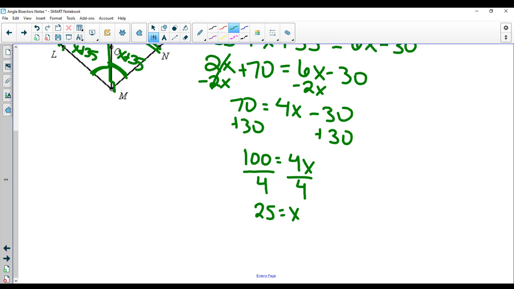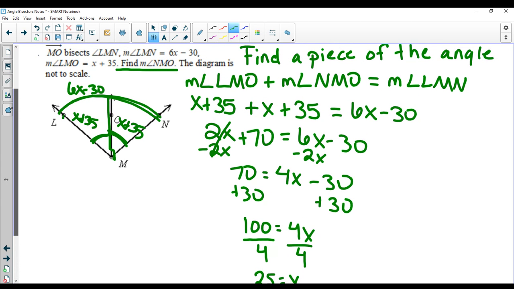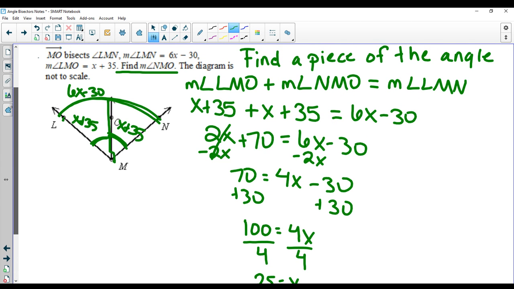Yay, I'm done, right? I got the x. Is that what I'm asked? Is that what I was asked to find? Let's go back and look. Find the measure of angle NMO. Okay? Remember, NMO was this expression x plus 35.